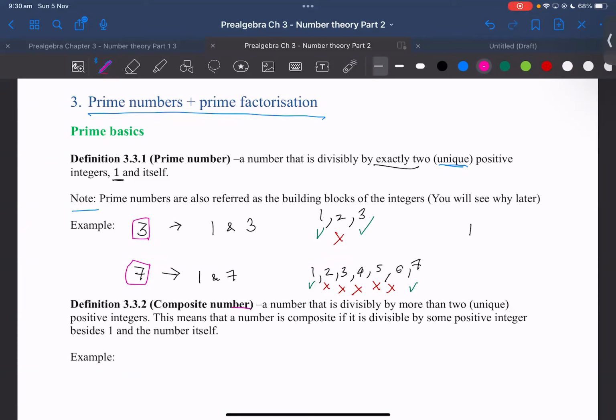Every other number is either prime or composite. Like 4 is composite, 6 is composite, 9 is composite. Everything except 1. I'll define composite properly first, though.